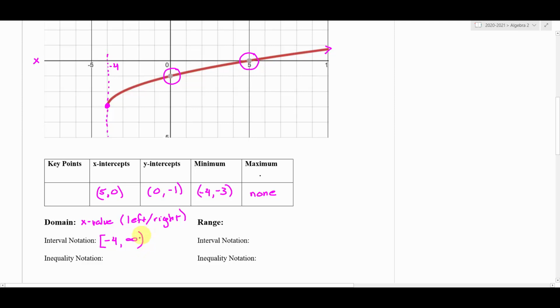All right, so you put a curved bracket there, meaning we can't actually get to this number, right? Infinity is not a number that we can get to, so we have to put a curved bracket on there indicating to the reader that we cannot get to positive infinity. We can get to the negative 4, but not to the positive infinity.